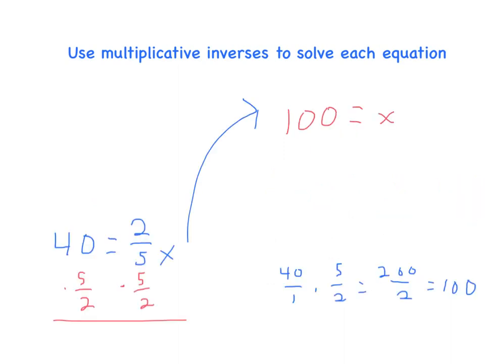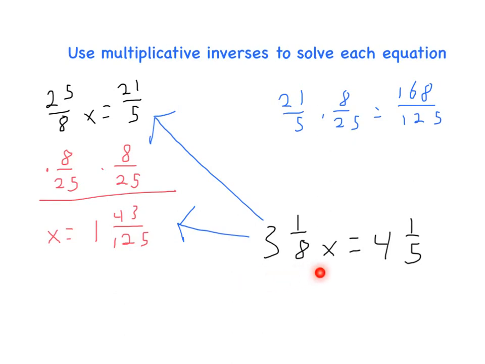The third one, here the variable x is on the other side. Doesn't make a difference, I still do the problem the same way. I multiply each side by 5/2, which is the multiplicative inverse of 2/5. You can see my work right over here. And I'm left with 100 equals x.